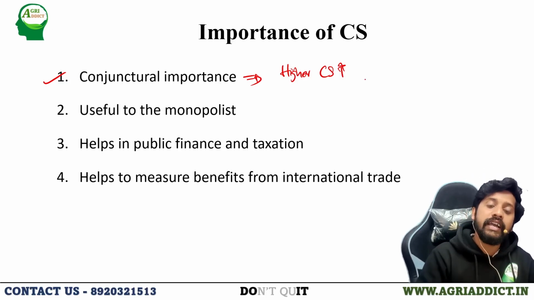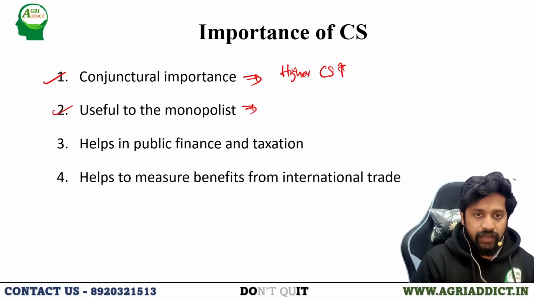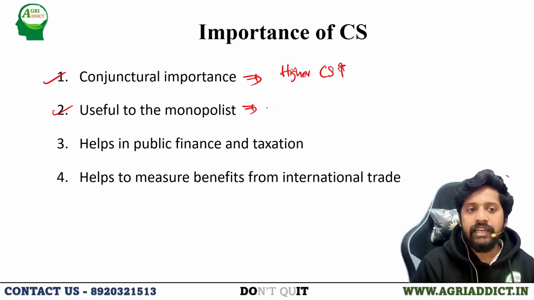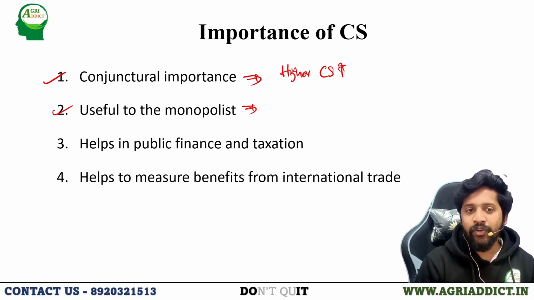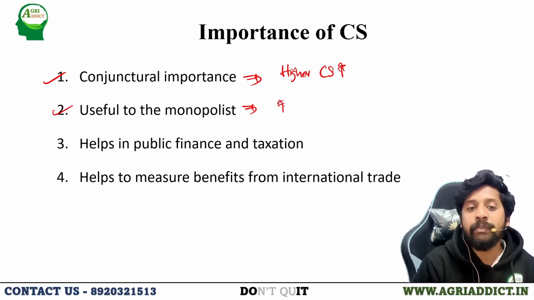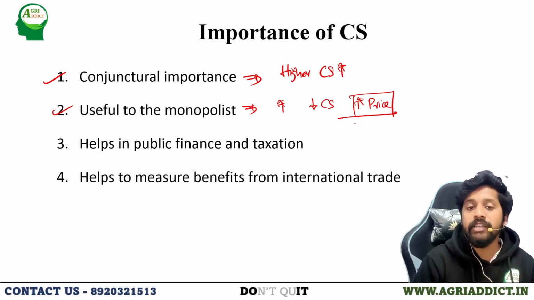Even if they are having higher consumer surplus, in total the consumers will be worse off. So that is the conjunctural importance. Second thing is, it is useful to the monopolist. For those products which have higher consumer surplus, if that product is produced by a monopolist in the economy, the monopolist can increase the price, right? Or he can decrease the consumer surplus by charging more price, right? So therefore it will be advantageous to the monopolist, or he will be having higher profit as there is higher consumer surplus among the consumers.